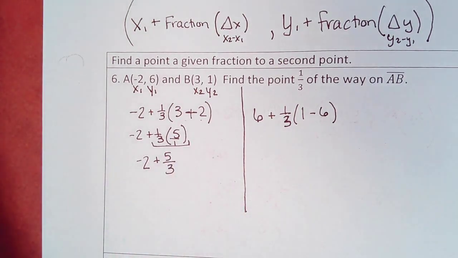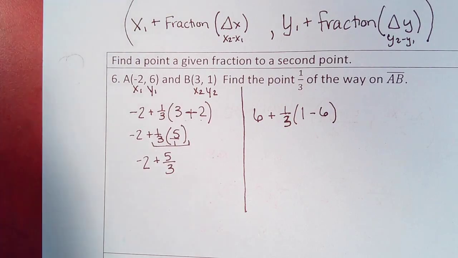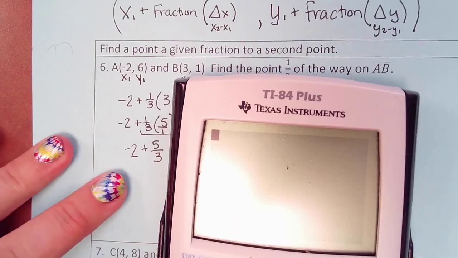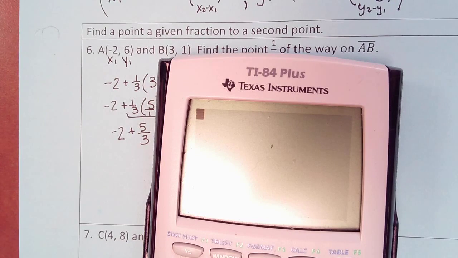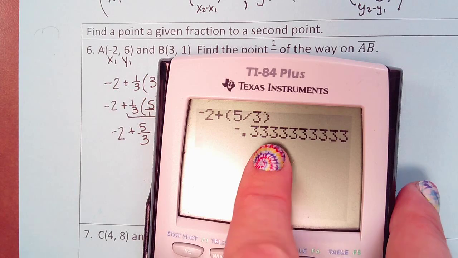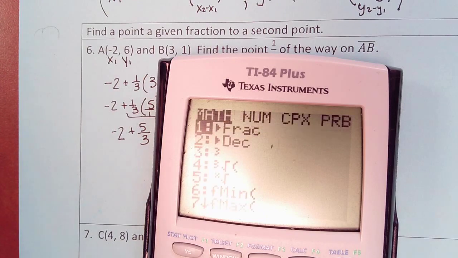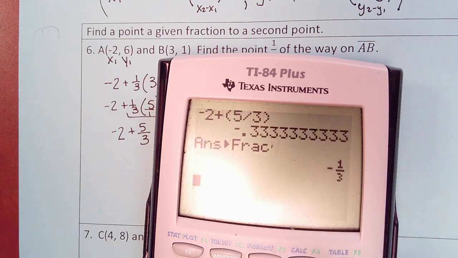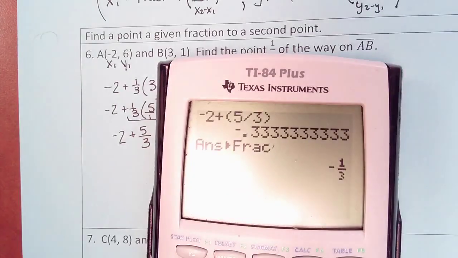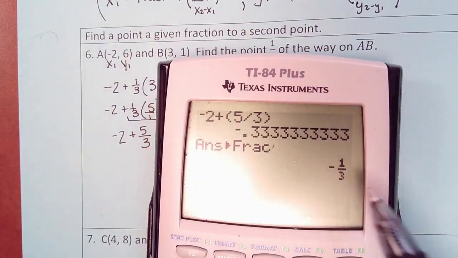You can plug this into your calculator, especially because we're dealing with fractions and negative numbers. I would encourage that. So -2 plus, if you don't have fraction keys, you can just enter it in as parentheses 5 divided by 3, and you will get this decimal. You'll have to convert that into a fraction. Let's see if this calculator will do it. It will. So I just press my math key and then enter to get to -1/3.